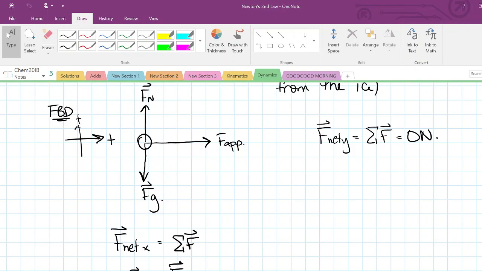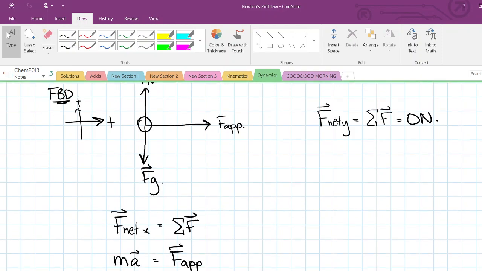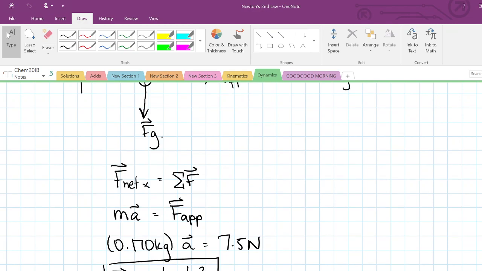So in this instance, I know that force net cannot equal 0. And if force net is not equal to 0, then I have to restate this F net as mass times acceleration. And I'm going to sum all of my forces in the horizontal, and my only force in the horizontal is F applied. In the question, they told me that the mass of the hockey puck was 0.170 kilograms, and that we applied a 7.5 Newton force, and we want to figure out what's the acceleration.